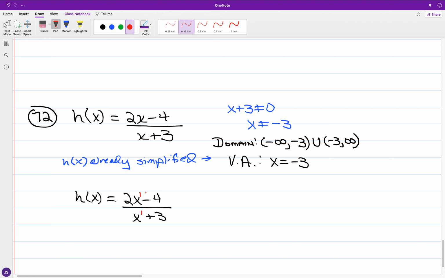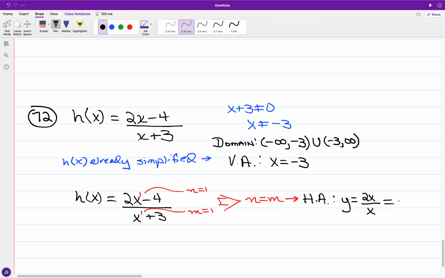So for the higher order terms, we have a first degree. We have n is equal to 1, m is equal to 1. And we have n is equal to m. So here we're going to have a horizontal asymptote. And y is going to be the constant formed by taking the ratio of the higher order terms, which we have as we divide 2x by x. So we're going to end up with y equal to 2.